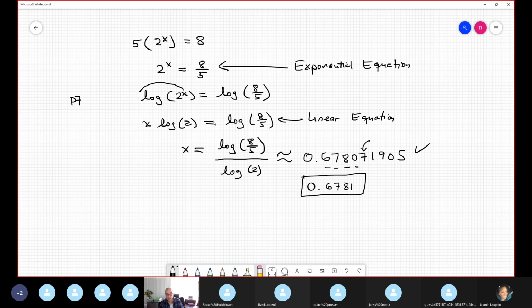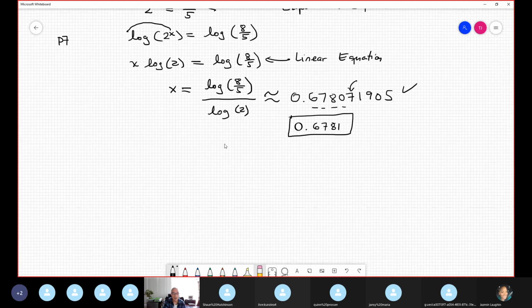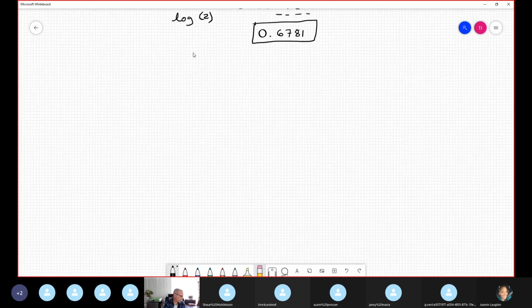However, this is the answer I want after you round to the 4 decimal place. Okay? Any question, guys? No? Let's move on to the little bit more complicated problem.